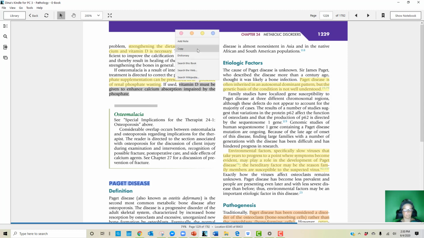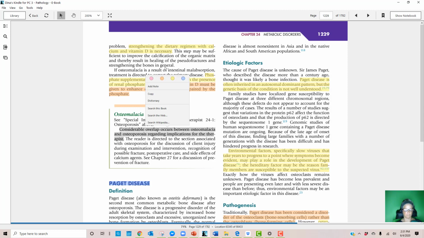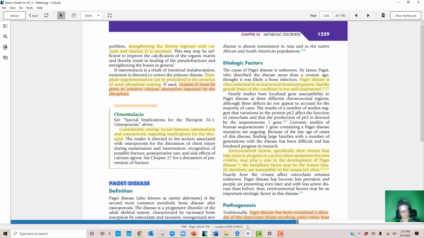Special implications for the therapist. 24.2 Osteomalacia. See special implications for the therapist, 24.1 Osteoporosis above. Considerable overlap occurs between osteomalacia and osteoporosis regarding implications for the therapist. The reader is directed to the section associated with osteoporosis for the discussion of client injury during examination and intervention, recognition of possible fracture, post-operative care, and side effects of calcium agents. See Chapter 27 for a discussion of prevention of fracture.